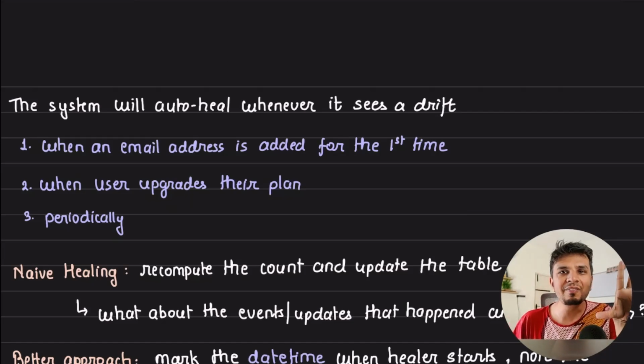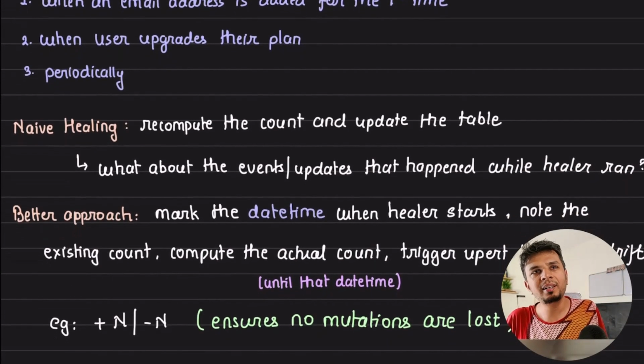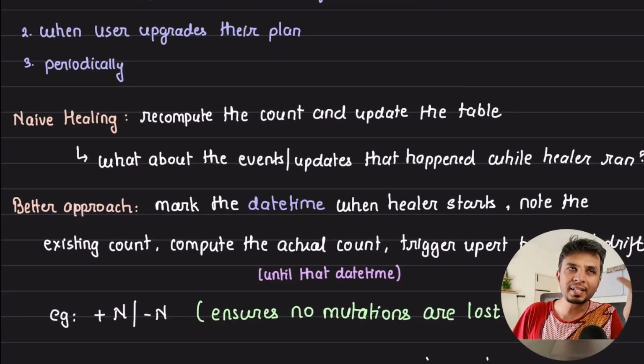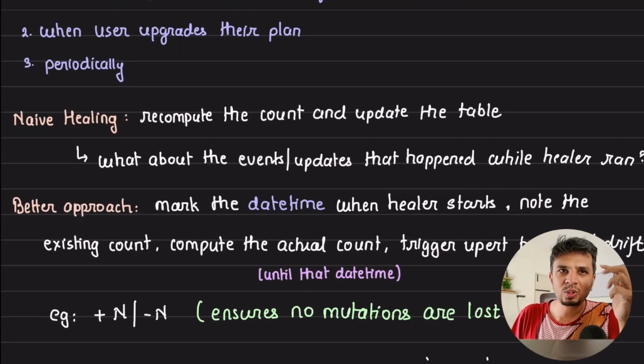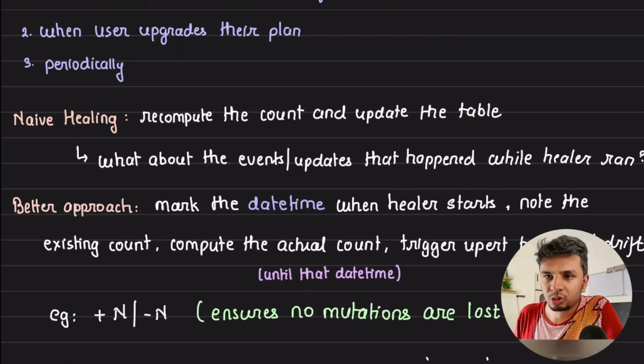Now, a naive approach that you may think of to heal is that, hey, whenever a healer runs, I would just recompute the count and update it in the DB. Which means that whenever my healer is running, I'm simply going through all of the users that I have. I'm extracting their email domains, and then I'm doing the count in memory and I'm updating it in the database, which means I'm replacing the domains DB for that particular team.